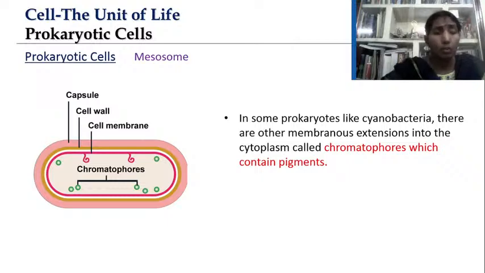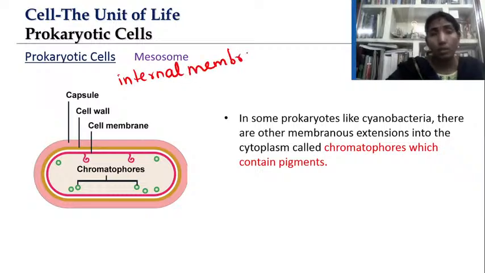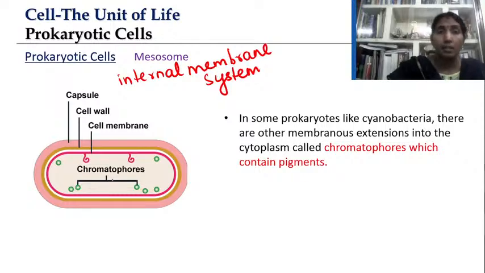Then we have what are called chromatophores. The chromatophores are the internal membrane systems in the prokaryotic cells. That is going to be complex in some photosynthetic bacteria like cyanobacteria or purple bacteria. Here you can see they are aggregates, some membranous extensions, what we call the chromatophores. They contain the pigment, like in cyanobacteria or purple bacteria.